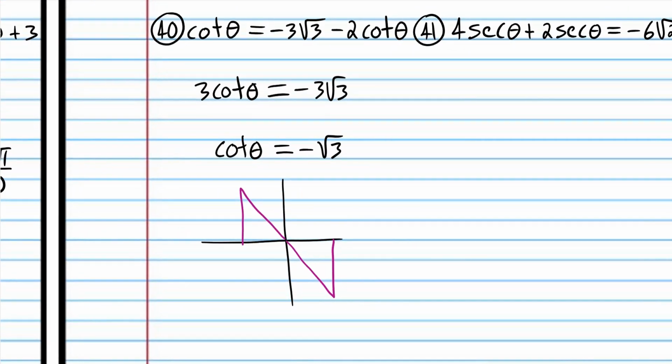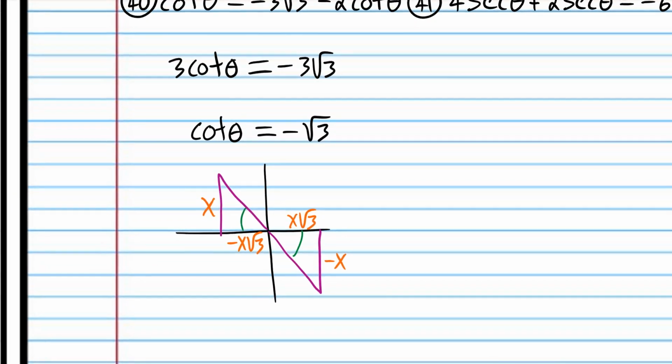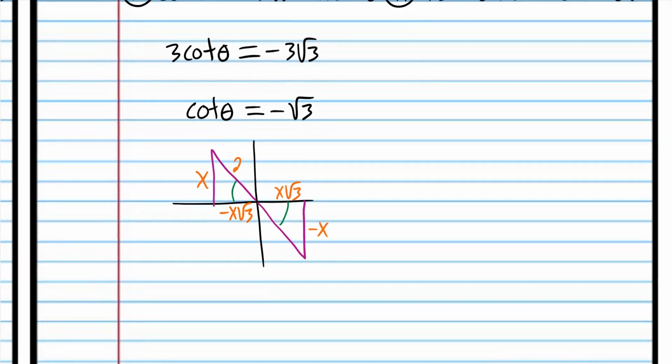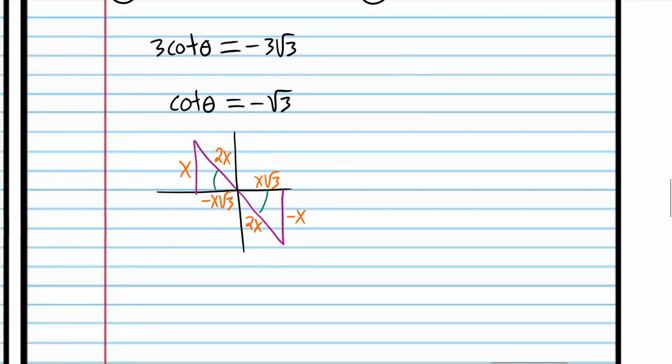well, first of all, cotangent is the adjacent side over the hypotenuse. So the adjacent side of the green reference angles must be x root 3. In this case, it's negative x root 3. And in this case, it's just x root 3. Which means that this side is x and this side is negative x. So we know that cotangent is negative in the second and the fourth quadrants because the signs are different on the legs of the triangles. So when you divide, you get a negative number. And of course, the hypotenuse on each of these triangles is 2x.